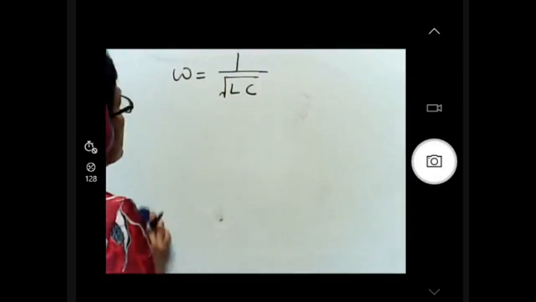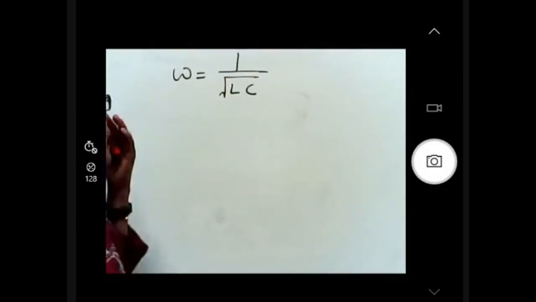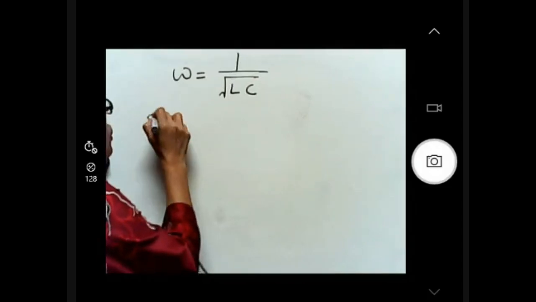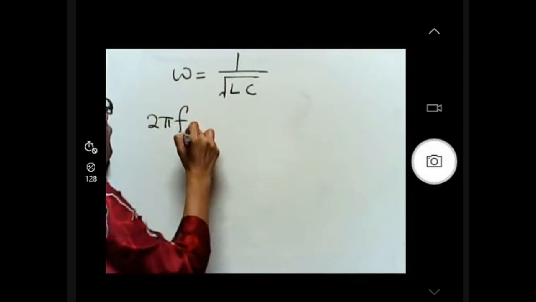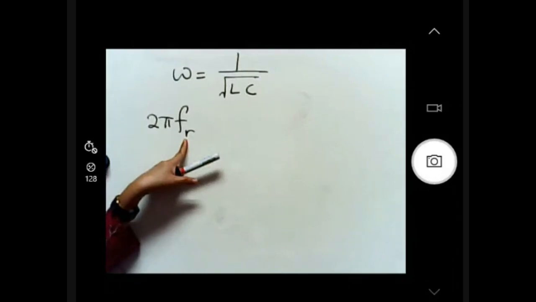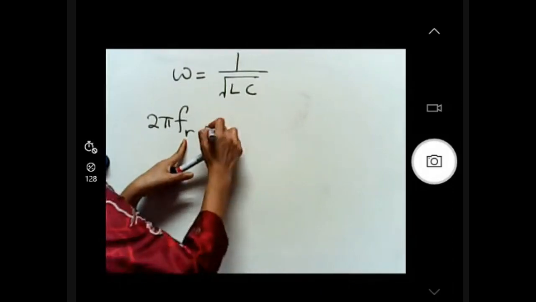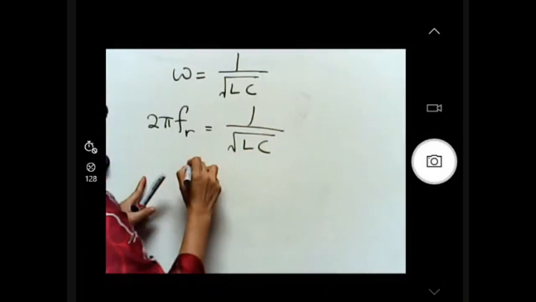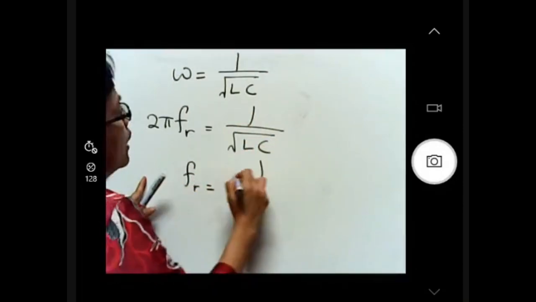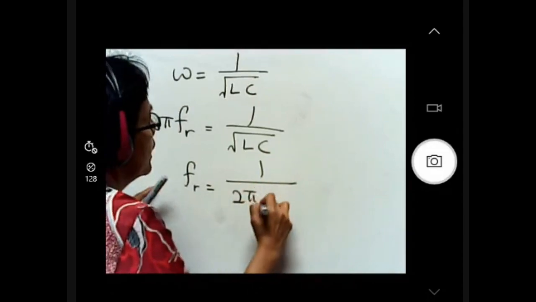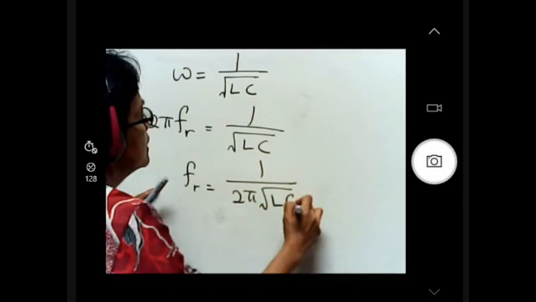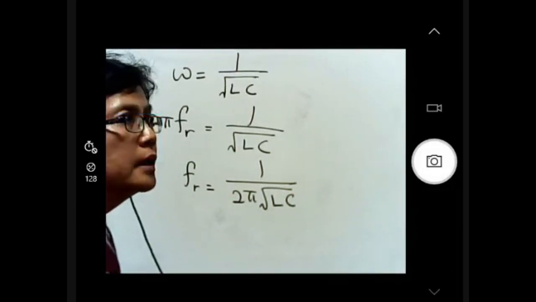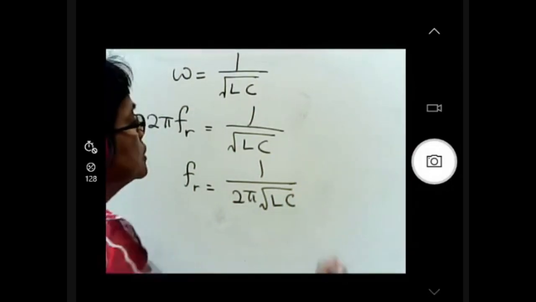So what is angular frequency? Angular frequency can be written in terms of resonant frequency. So it's 2 pi fR. So resonant frequency is 1 over 2 pi square root of LC. Ta-da! As simple as that. So if the question asks you to calculate resonant frequency, you can just use this equation.